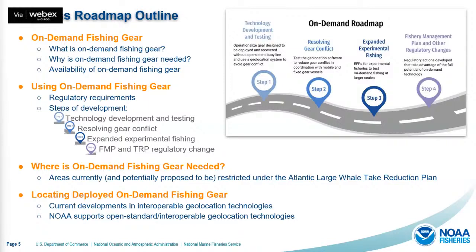In small-scale ropeless testing, it's relatively easy to avoid gear conflicts. But as we know, as on-demand gear is or will be deployed at a wider scale, with fishermen close to each other and in the presence of mobile fisheries as well, the risk of gear conflict will be extremely high. So effective, efficient, and low-cost geolocation technological solutions need to be developed and available to all in order to minimize the risk of gear conflicts as on-demand gear deployment scales up. Next slide, please.